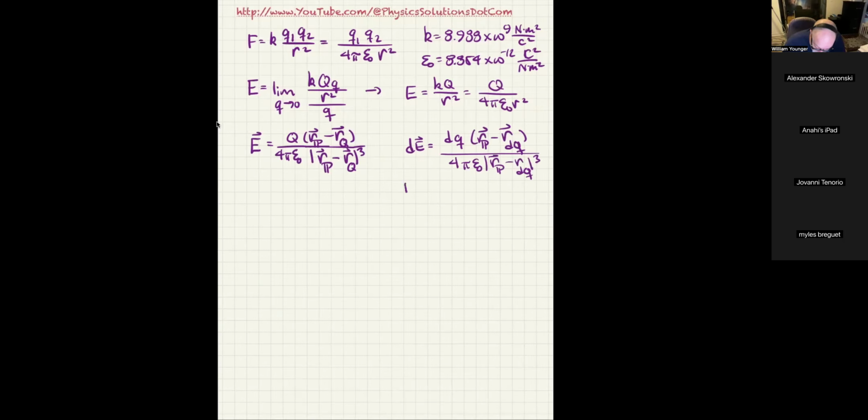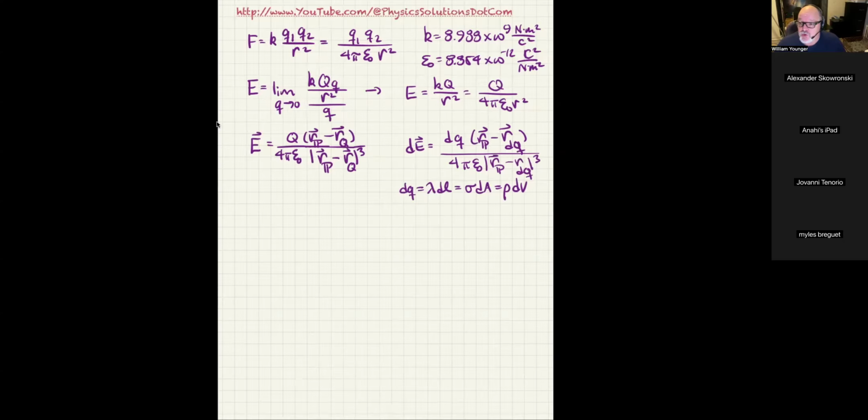However, we had to make use of the fact that dq is either going to equal lambda dl, or it's going to equal sigma dA, or it's going to equal rho dV. And just to let you know, the lambda is a charge per unit length, so that should have units of coulombs per meter. And if it's uniformly distributed over a one-dimensional object, then that lambda is supposed to be a constant.